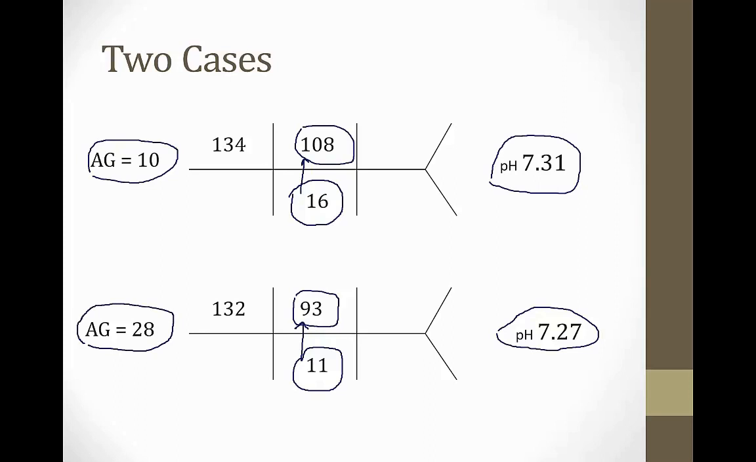So my point in showing you these two cases is to let you know that the chloride largely tells the tale. When the chloride's up, you almost always have a non-anion gap metabolic acidosis. In fact, those acidosis problems are sometimes called hyperchloremic metabolic acidoses. When you have a normal or reduced chloride level, then you almost certainly have an anion gap acidosis.